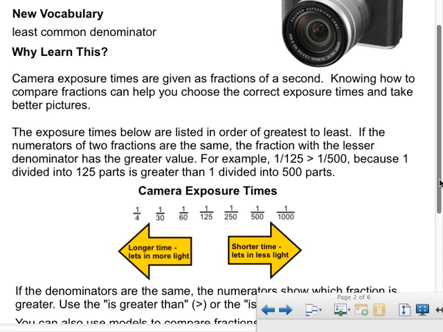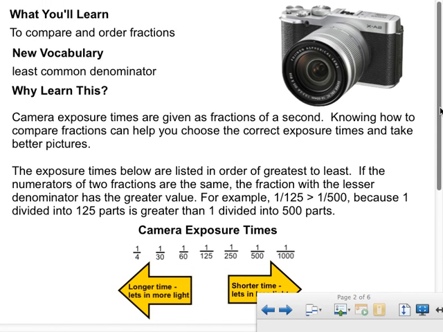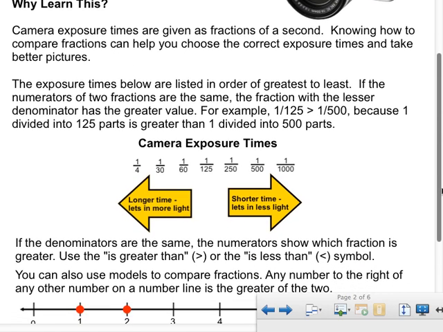So let's talk about how that relates to what we're doing today. What you'll learn: to compare and order fractions. The new vocabulary is least common denominator, and that relates to least common multiple. Okay? Why learn this? Camera exposure times are given as a fraction of a second.